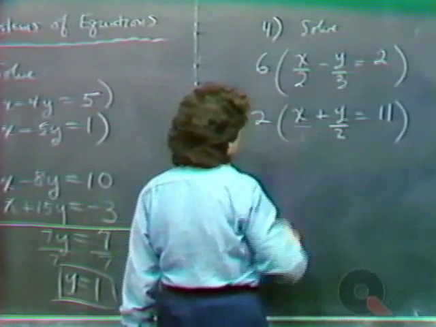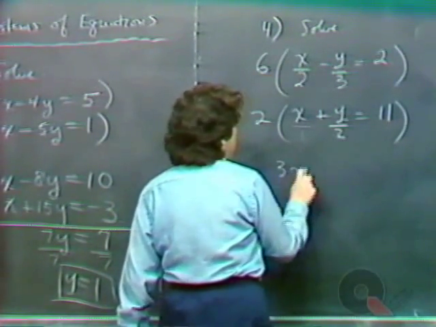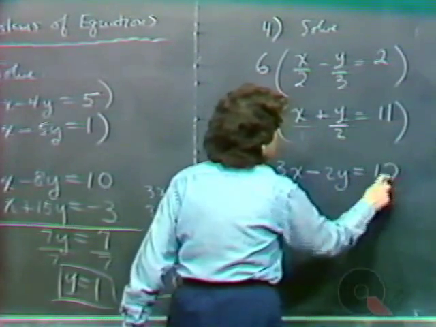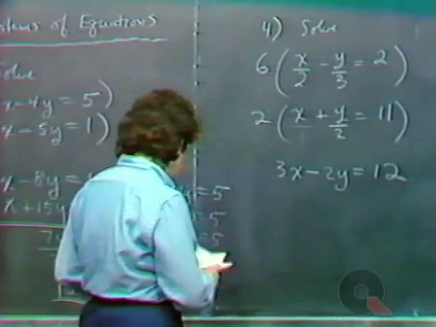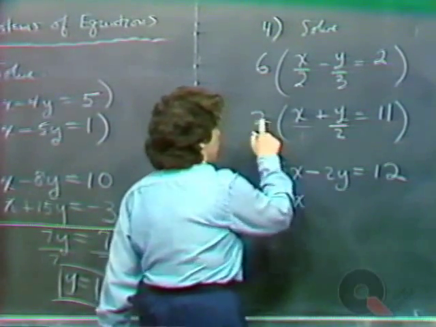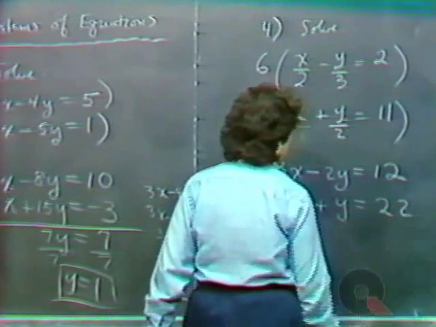Multiplying the first equation through by 6 gives me 6x over 2, which is 3x, minus 6y over 3, minus 2y, is 12. And in the second equation, I get 2x plus 2 times y over 2, plus y, equals 22.